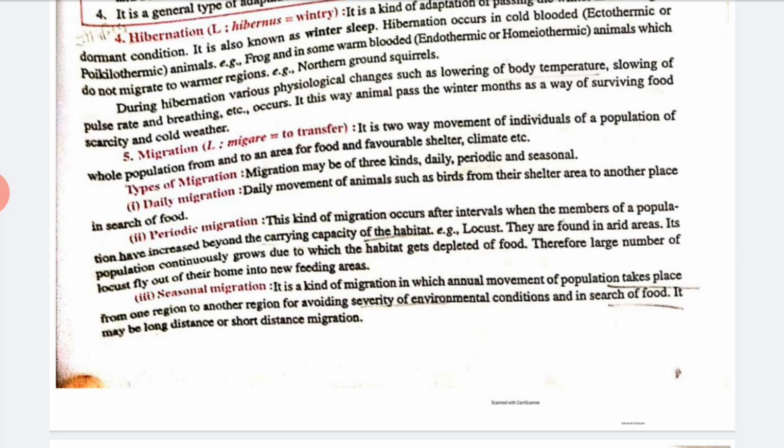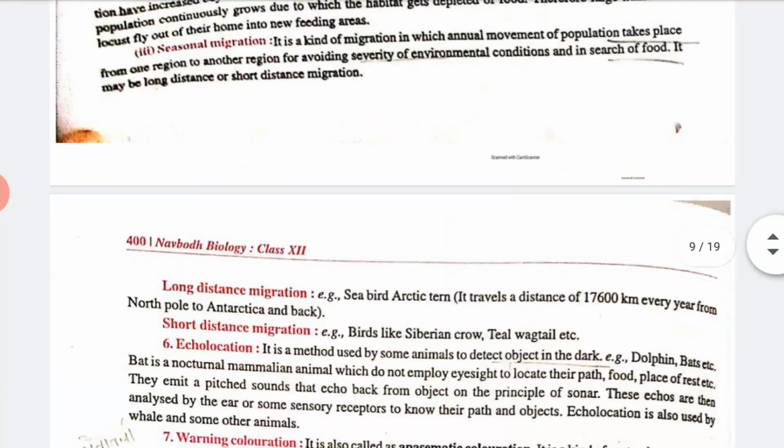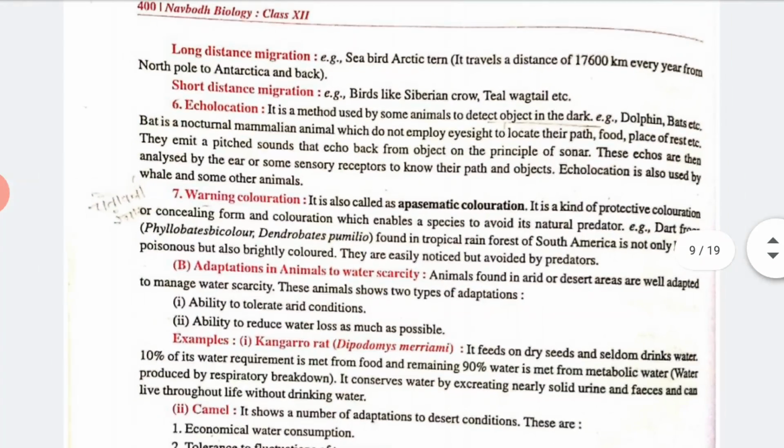So first is daily migration, means those types of animals which go daily to different places in their daily life. Now periodic migration means after some time, according to the capacity of the habitat, they do the migration. Next we have seasonal migration. Seasonal means like when winter comes they will shift their place, when summer comes they will shift their place, according to the reason. And the last we have long distance migration.